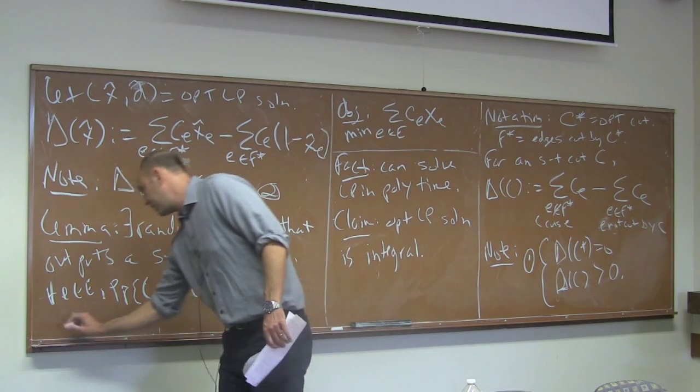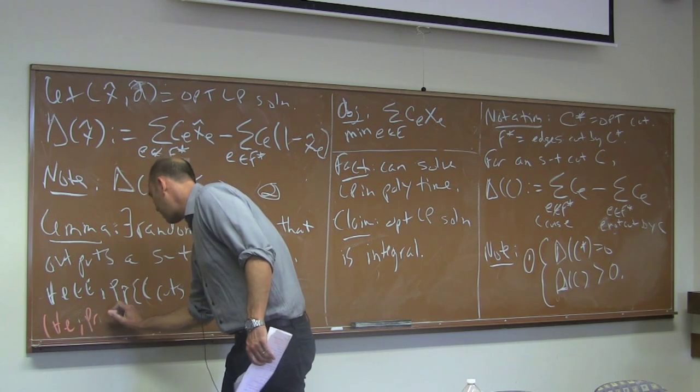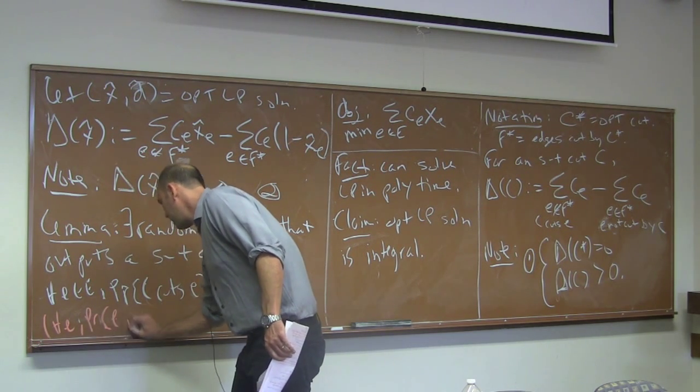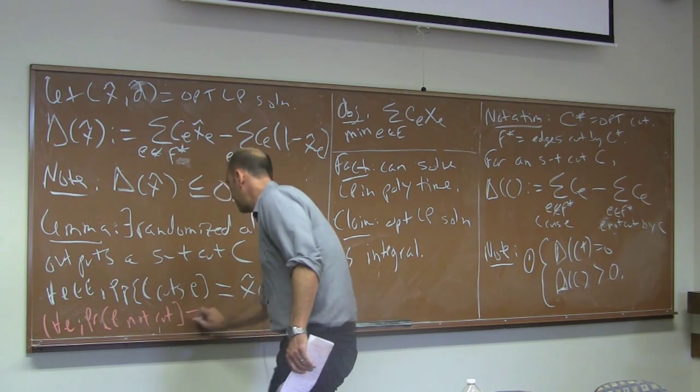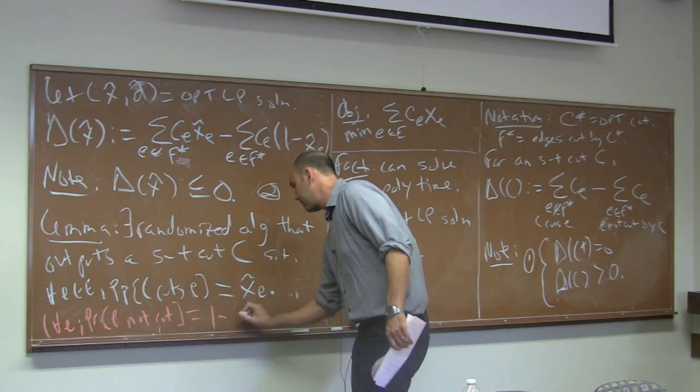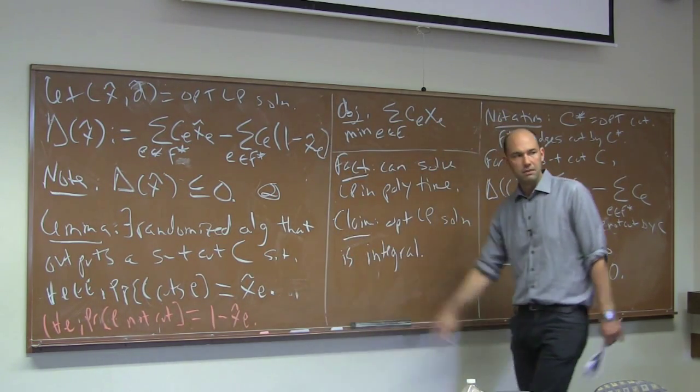And of course, that means, in addition, the probability of the complementary event that E is not cut is going to be just 1 minus the probability that it is cut. So the probability it's not cut is just 1 minus x hat E. Okay? So that follows immediately from the first statement.